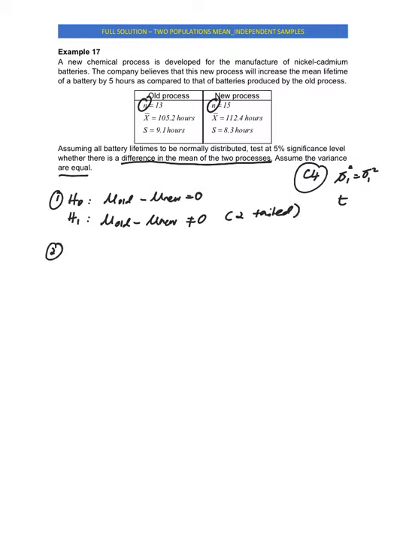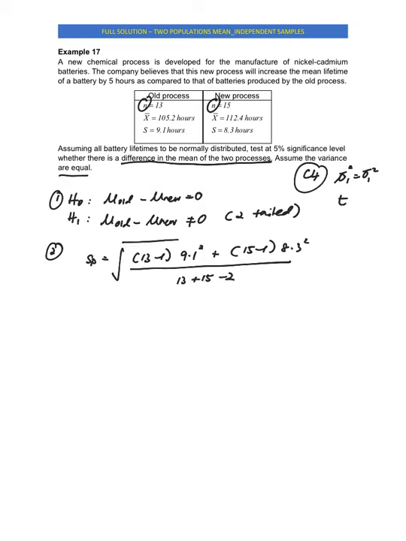Okay, step yang kedua, kita kena calculate dulu pooled standard deviation sebab dia tak bagi kan, sebab kita assume dia variance are equal. So 13 minus 1 S square, 9.1 kuasa 2 tambah 15 tolak 1, 8.3 kuasa 2 bahagi dengan 13 tambah 15 tolak 2. Okay, so the answer is 8.6784. Okay, now baru kita boleh calculate dia punya test statistic.